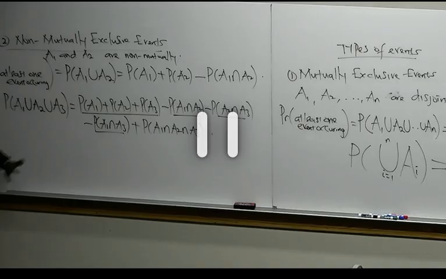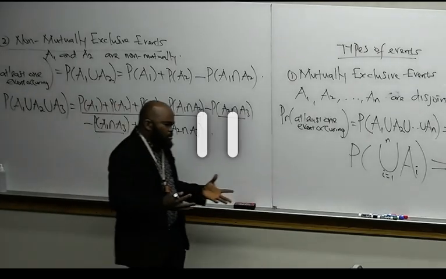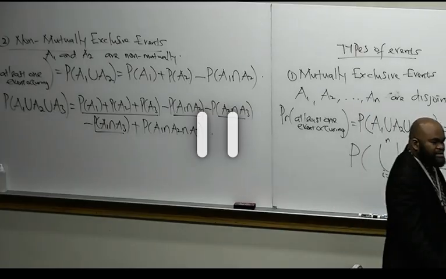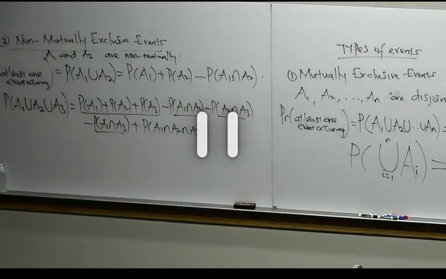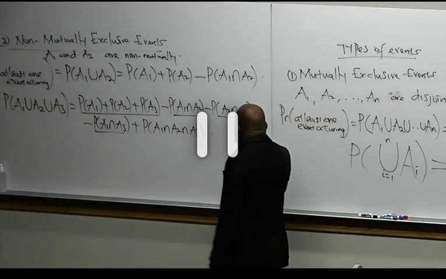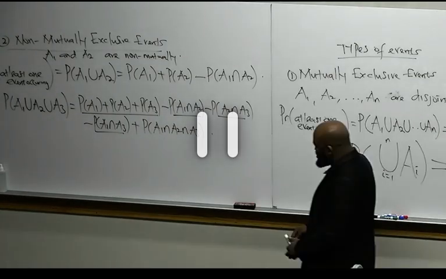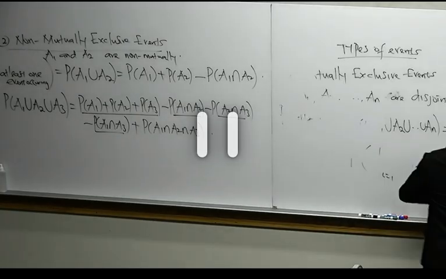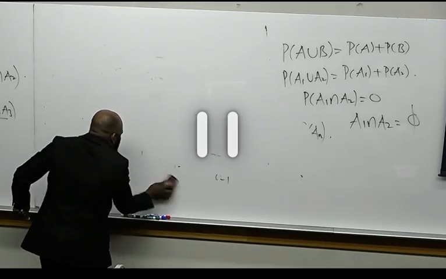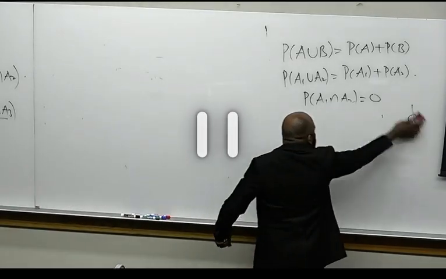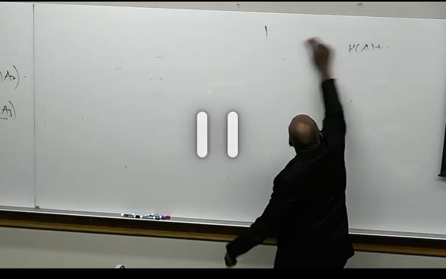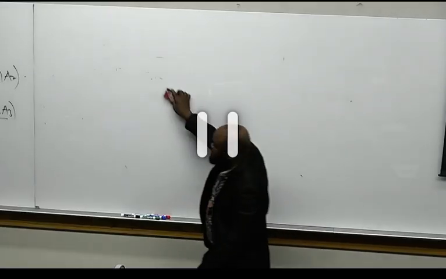Now, I want to generalize this. What if I have more than 3 events? How do we generalize that? And I still want to find the probability of at least one event occurring. Please pay attention. If you don't understand, ask me a question. What we're doing now is very, very crucial. That's why I'm using the board. Go ahead.